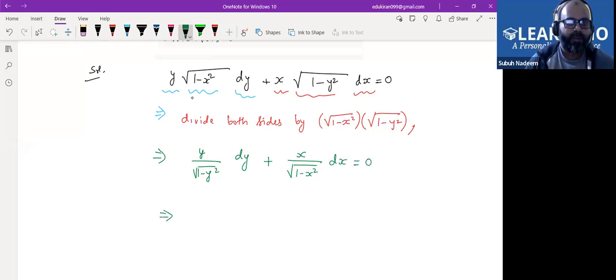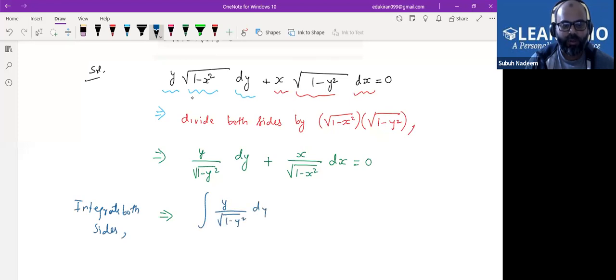Now we integrate both sides. The right side will be 0 because if you divide 0 by anything, it will be 0. So integral of y by root over 1 minus y square dy plus integral of x by root over 1 minus x square dx equal to 0.